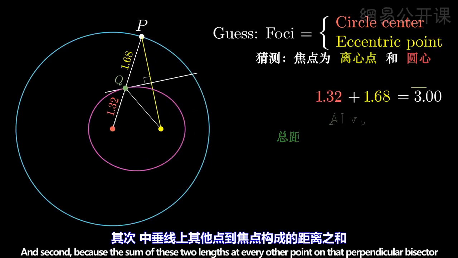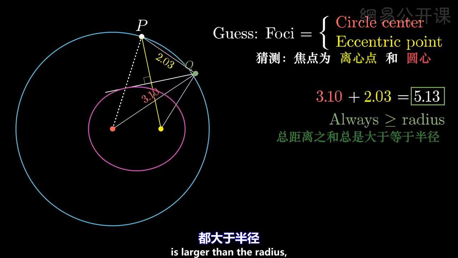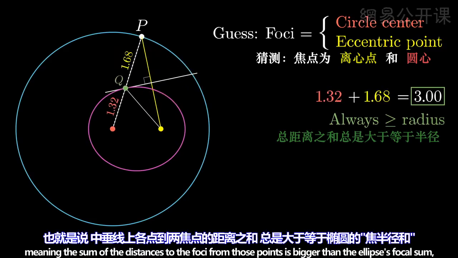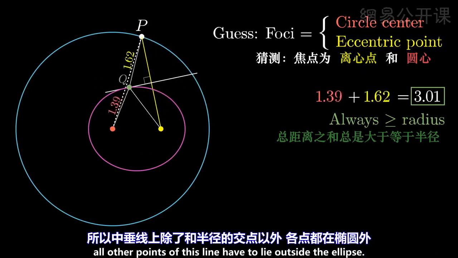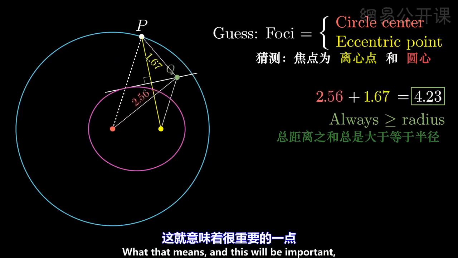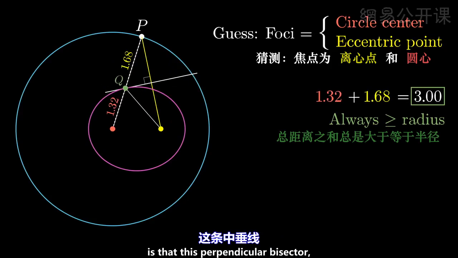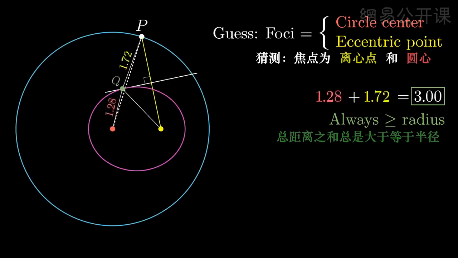And second, because the sum of these two lengths at every other point on that perpendicular bisector is larger than the radius, meaning the sum of the distances to the foci from those points is bigger than the ellipse's focal sum, all other points of this line have to lie outside the ellipse. What that means, and this is going to be important, is that this perpendicular bisector, the line that we got after our special 90-degree rotation, is tangent to the ellipse.